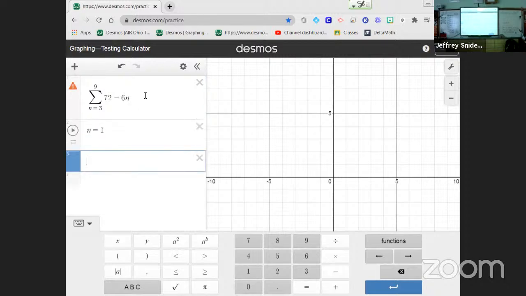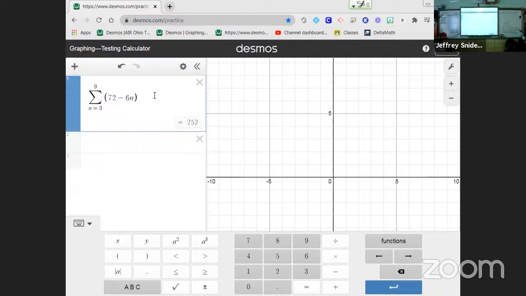It doesn't do anything. Why not? You need parentheses. I need parentheses, correct, because otherwise it's just thinking that it's 72. So it's parentheses here and parentheses there. Let's get rid of this. And there's the answer, 252.